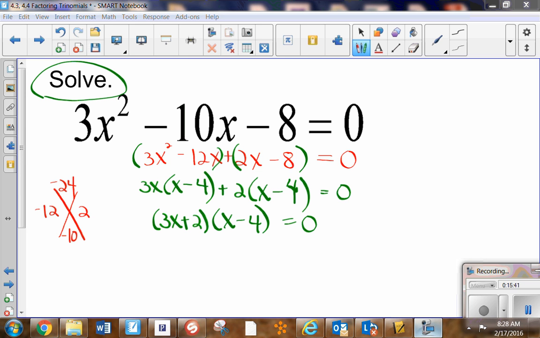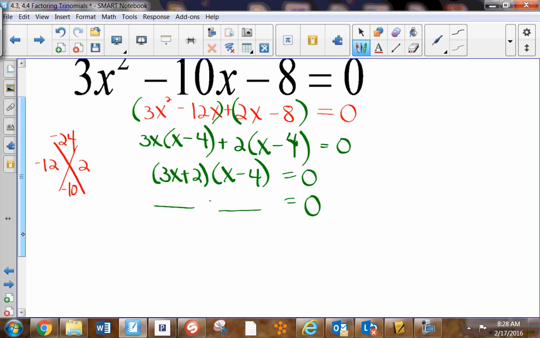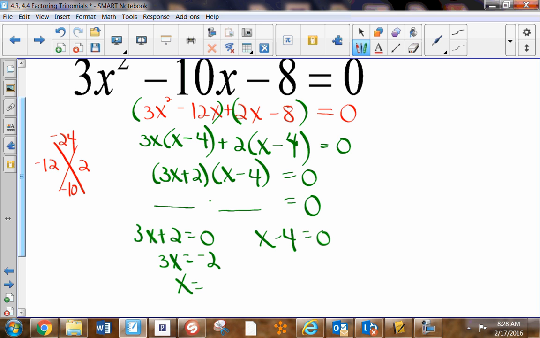So now we're back to what we did yesterday. Remember, if I have something times something equals 0, what does one of those somethings have to be? A 0. The only way you're going to get a product of 0. The only way. So either 3x plus 2 is 0, or x minus 4 is 0. You just solve both of those. It's a pre-algebra problem here. So negative 2/3 is one of my answers. X is 4 is my other answer.